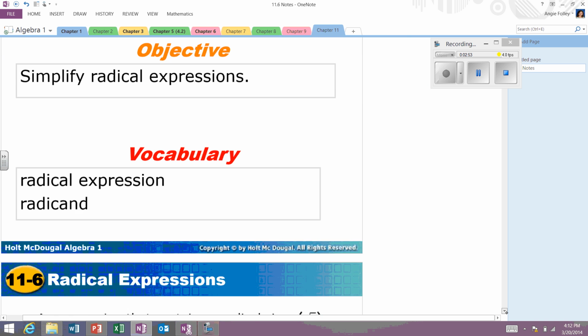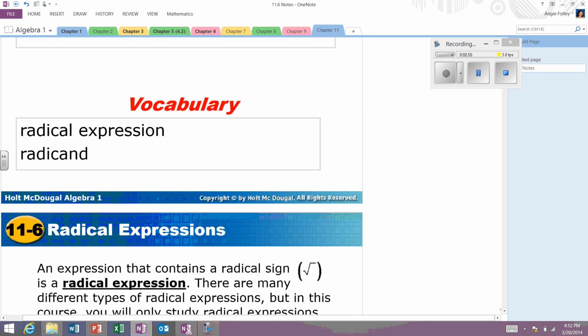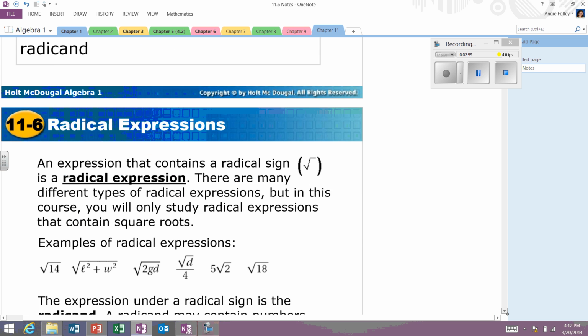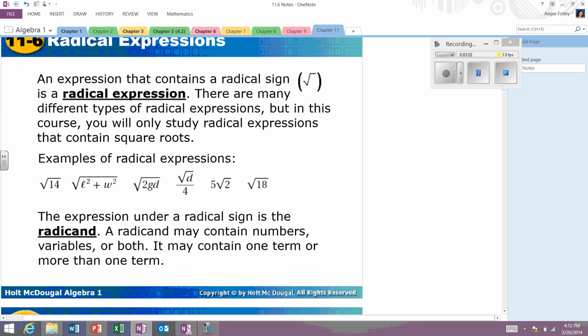So we're going to look at simplifying radical expressions, and you're going to hear what a radical expression is, and then this word called a radicand. It's a nice new word for you. All right. So an expression that contains a radical sign, which we've seen before, is a radical expression. There are many different types of radical expressions, but in this course, you will only study radical expressions that are square roots. So remember, even though it's not written here, we're assuming that there's a little 2 here because it's taking the square root, meaning 2, the second root.